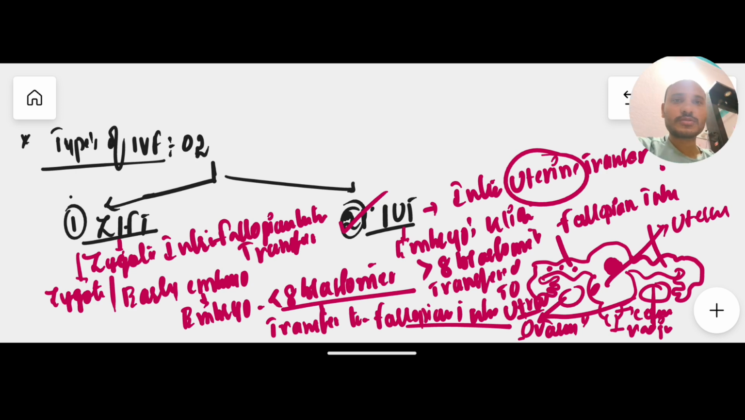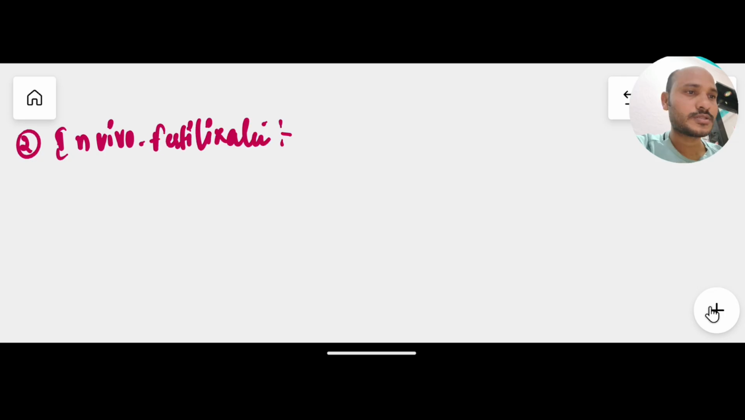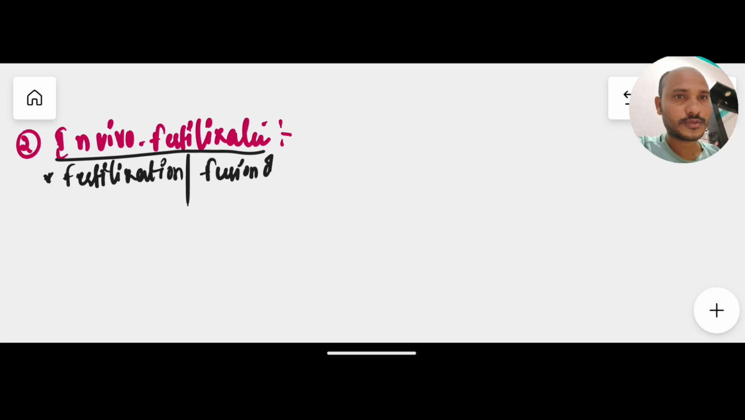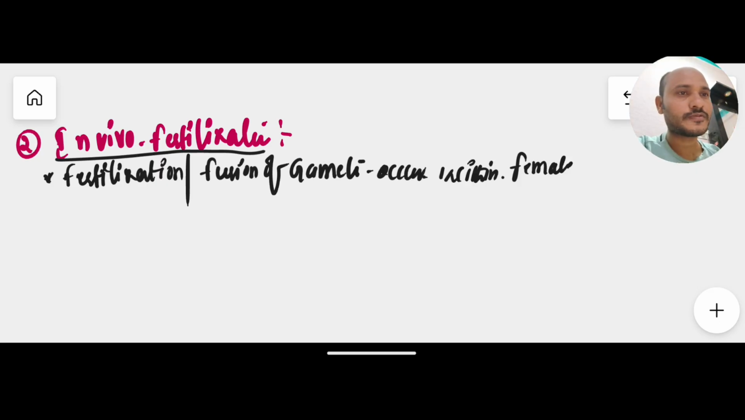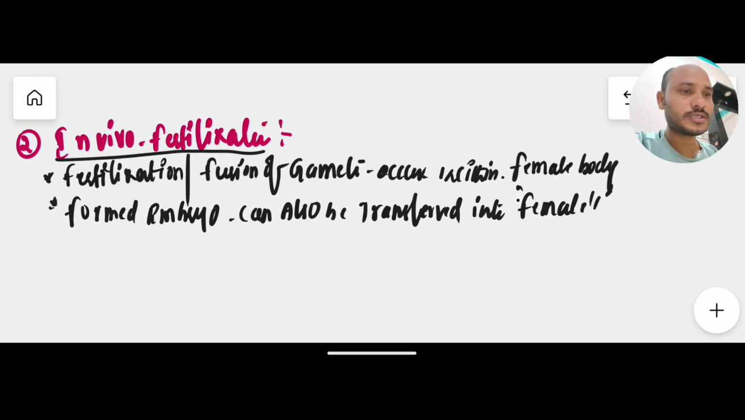Now coming to one more important method, another method of ART, that is in vivo fertilization. We will discuss it now. Here in vivo fertilization means fertilization or fusion of gametes occurs within the female body, and after fertilization the zygote will form, then this zygote develops into an embryo. So that formed embryo can also be transferred into the females. Here embryos are directly transferred to the females.